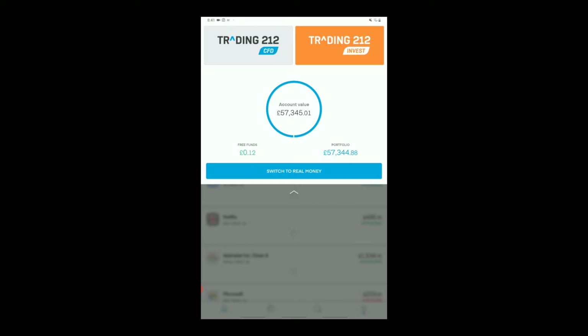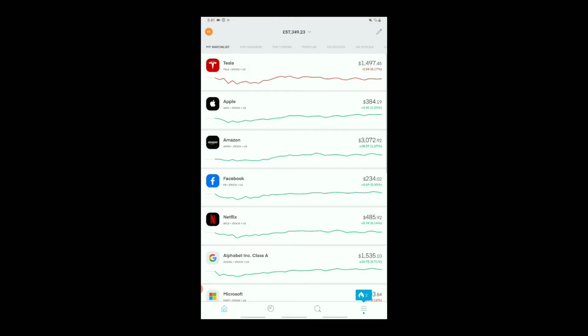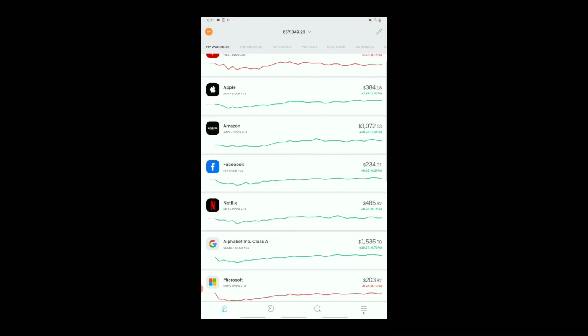Now, free funds are the money or the funds that aren't invested in stocks yet or have been paid back via a dividend or something like that. So that's basically money that you don't have invested yet, whereas a portfolio is money that has been completely invested and is not spare. So all of the money in the portfolio is money that's invested. So it's important to note that.